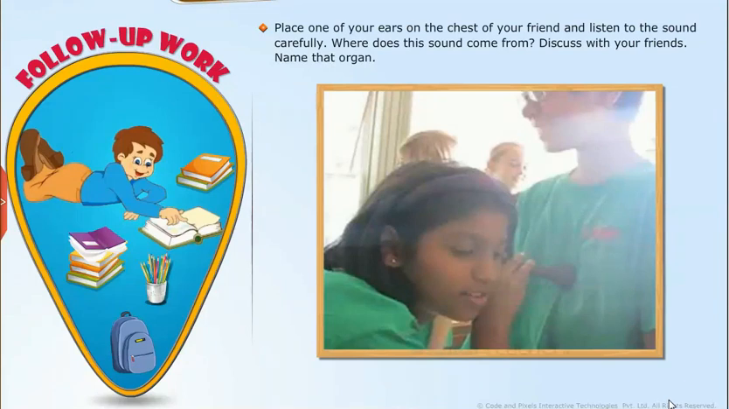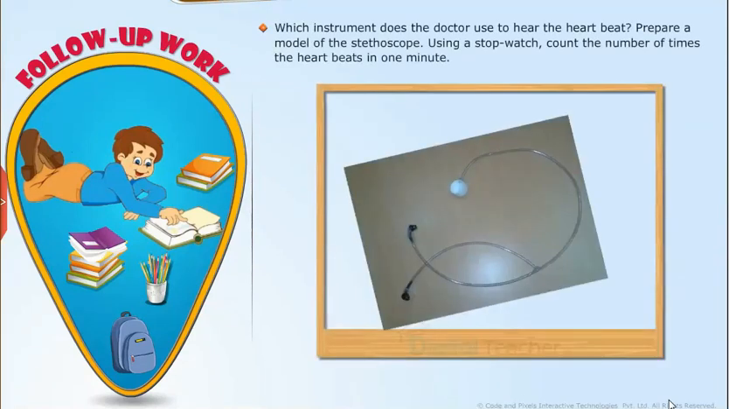Where does this sound come from? Discuss with your friends. Name that organ. Which instrument does the doctor use to hear the heartbeat? Prepare a model of the stethoscope. Using a stopwatch, count the number of times the heart beats in 1 minute.